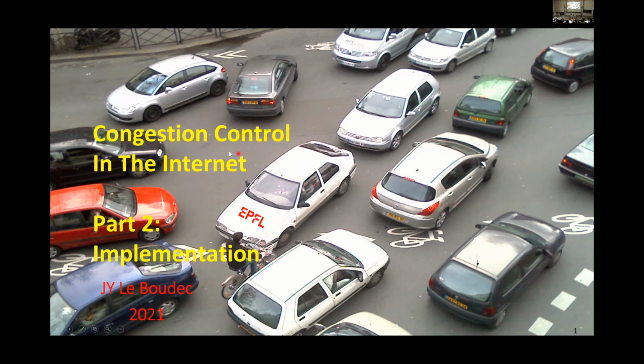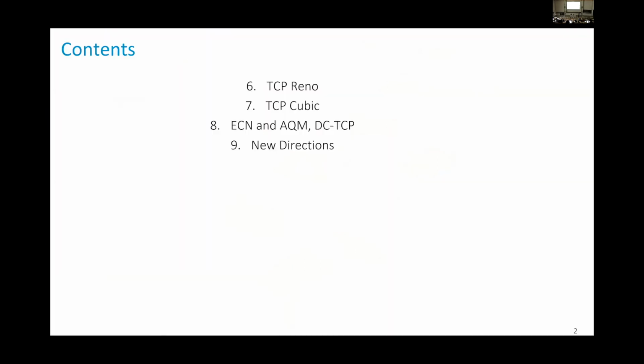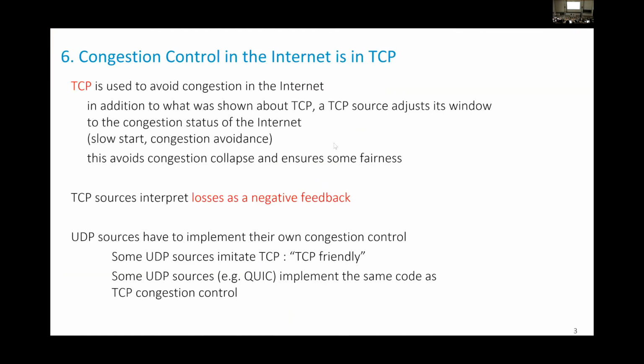And the goal of congestion control in the internet is to prevent this from happening, as we have just learned, and also to be hopefully maximally efficient, perhaps close to proportional fairness. So how is this implemented in the internet? This is the topic of today and the beginning of next week. So the first thing to realize is that in the internet, congestion control is put in TCP.